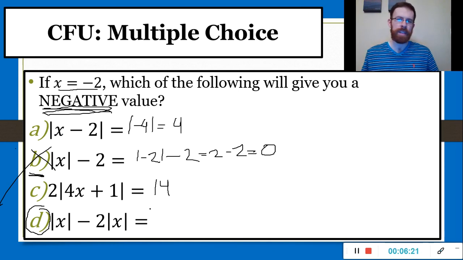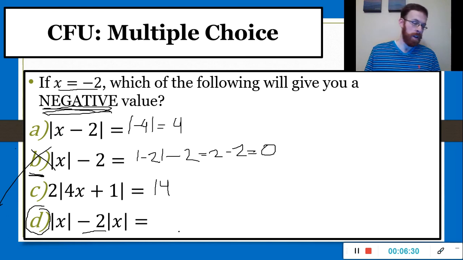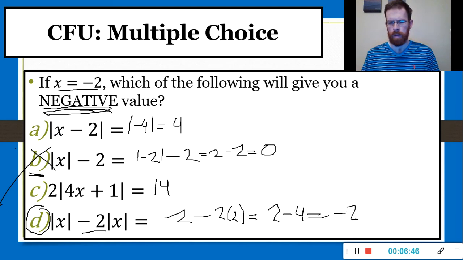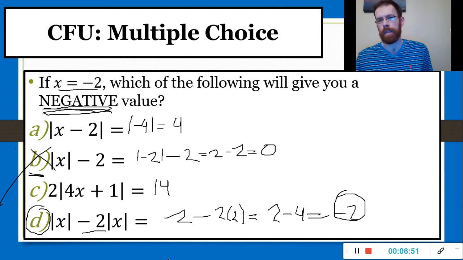But the shortcut to this one, which one of these has something outside an absolute value? D has a subtraction outside the absolute value, which would give you 2 minus 2 times 2, gives you 2 minus 4. Yep, D's our answer with a -2. Hope you guys see that.